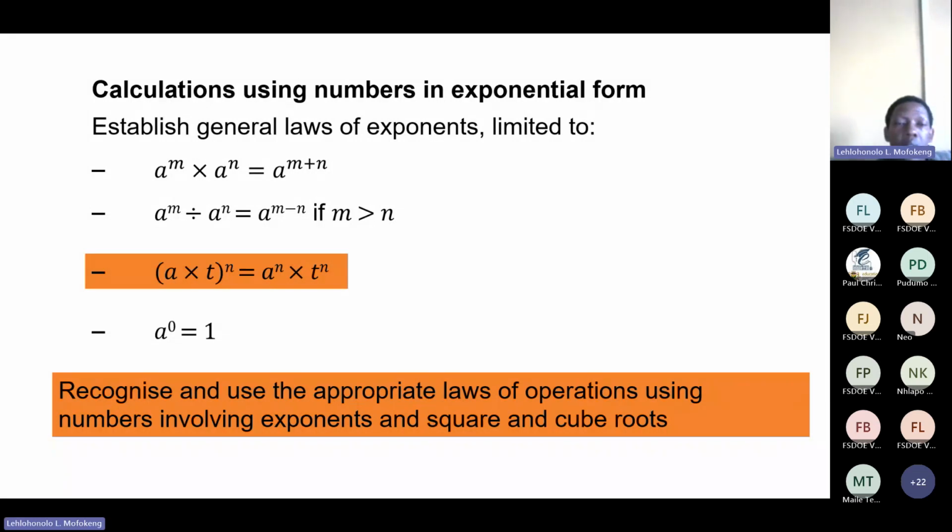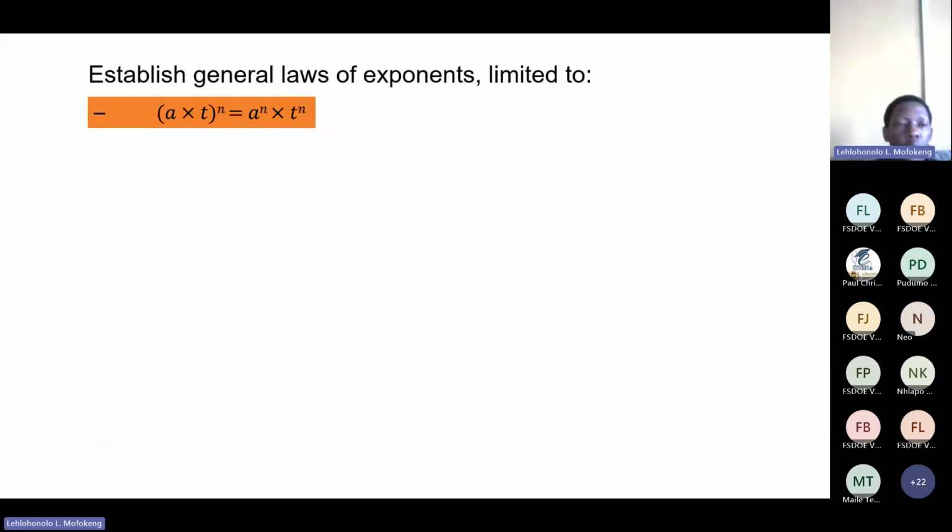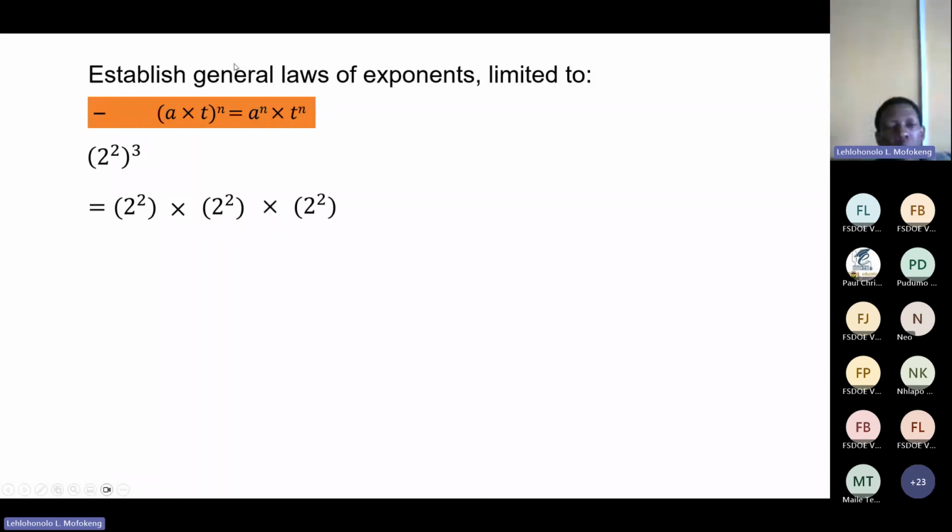Let's establish the general law of exponents, which is limited to raising a power to a power, you need to multiply the exponents. Let's have a look at this. We are having 2 raised to exponent of 2 and all raised to exponent of 3. What is going to happen? This is what we know, that if we are having 2 to exponent of 2 raised to exponent of 3, according to expanding, we are going to multiply 2 to exponent of 2 by 2 to exponent of 2 by 2 to exponent of 2.